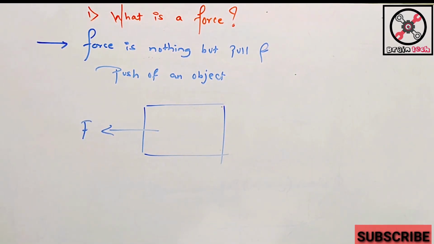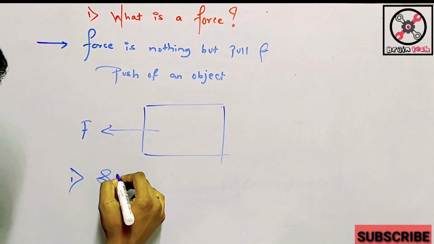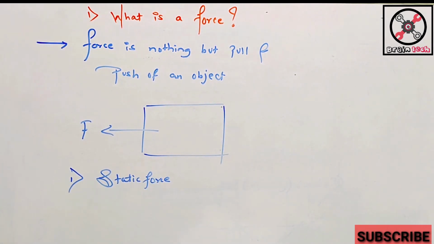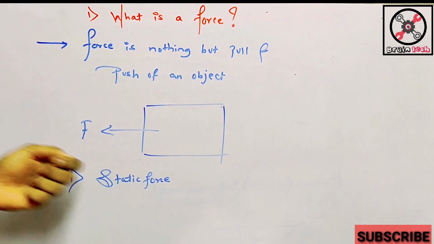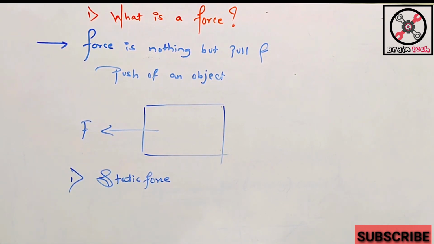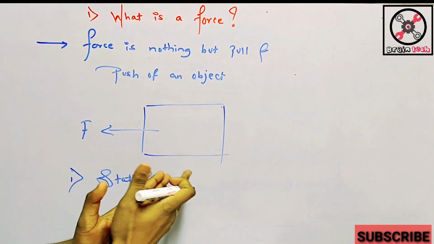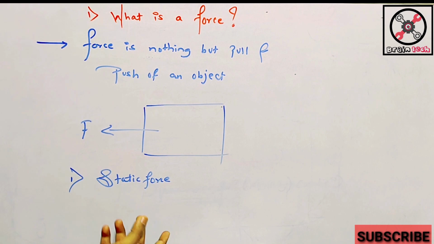In mechanics, we are going to deal with two kinds of forces. One is static force and the other is the dynamic force. Now let us understand what is static force. Static force is such that suppose a block is pulled with a force F. If the block does not move from its original position, means there is no friction in the block. This kind of force is known as static force.